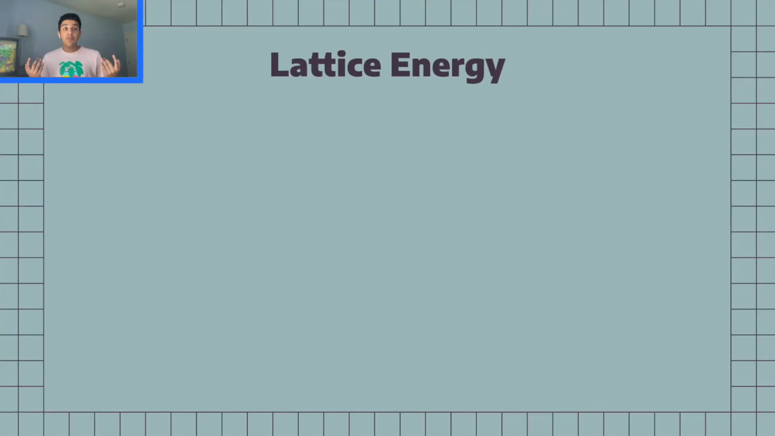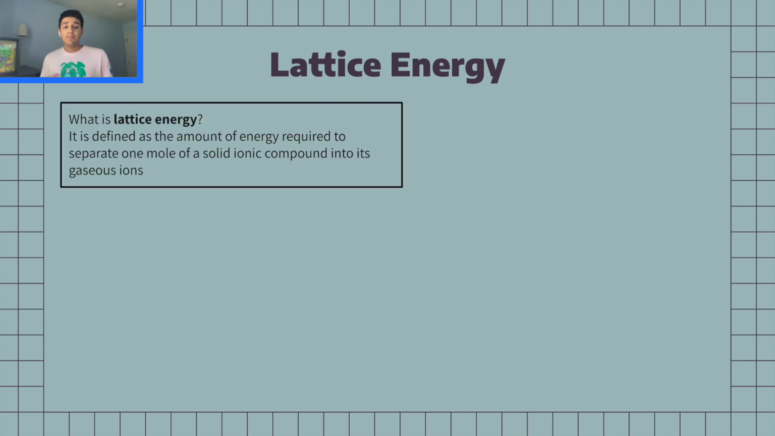Alright, so our next topic of discussion is lattice energy, and this is something that only applies to ionic molecules, so just keep that in mind. So what is lattice energy? Lattice energy is basically the amount of energy required to convert 1 mole of any solid ionic molecule into its gaseous ions. So let's say you have 1 mole of salt. The lattice energy of that is the amount of energy you require to convert that 1 mole of salt into its gaseous state.